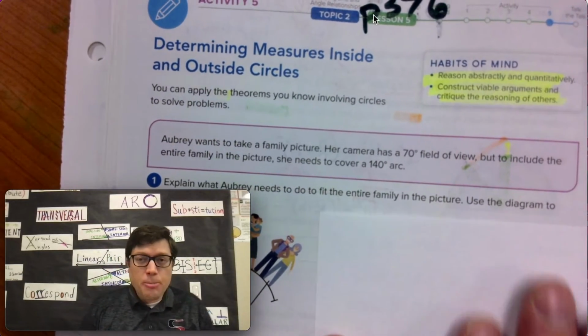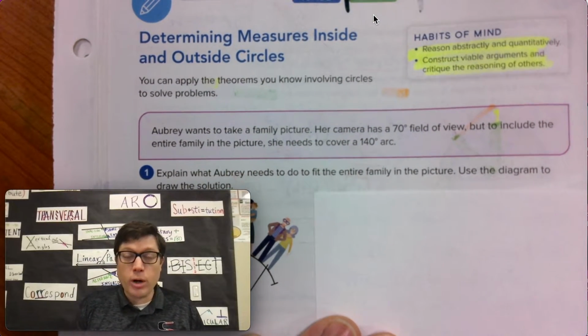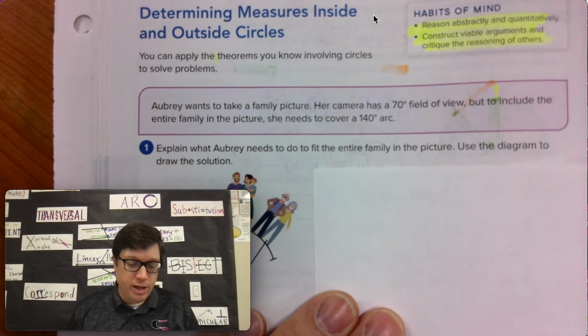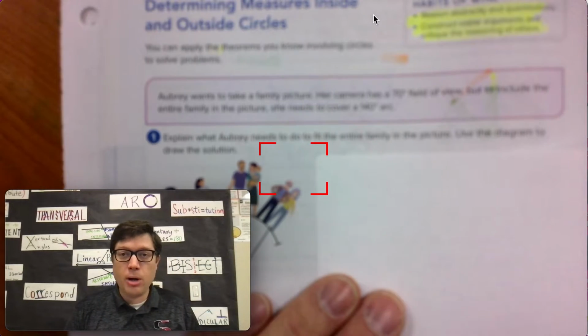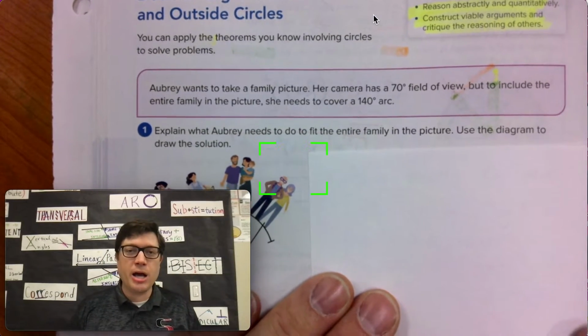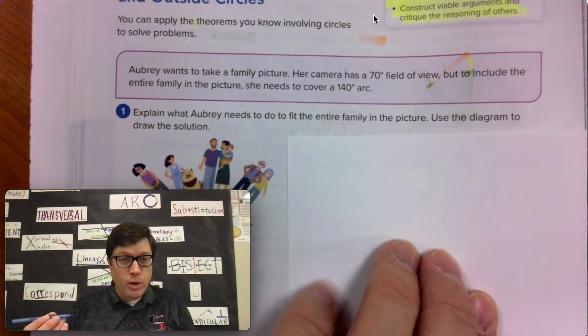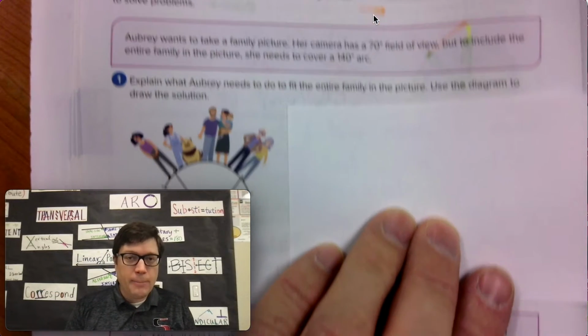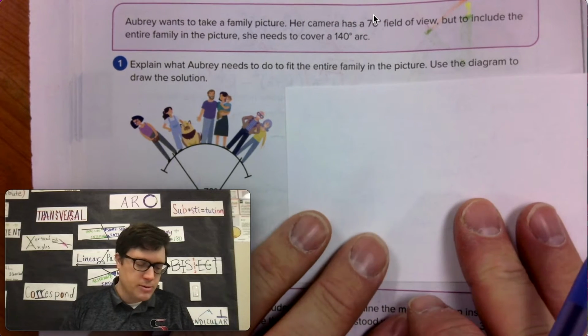But we're actually just going to put into practice something that we've learned. So we're going to reason abstractly and quantitatively. We're going to construct viable arguments and critique the reasoning of others. Have something to write with, have something to maybe highlight, but along the way, let's solve some problems.